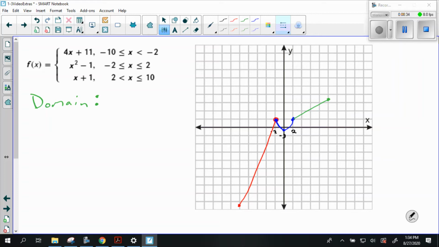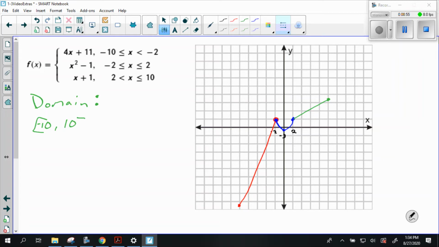Anyhow, what are possible x values, right? It's going to stop at -10. But it also is including -10, and then stops at +10, and that point is included.